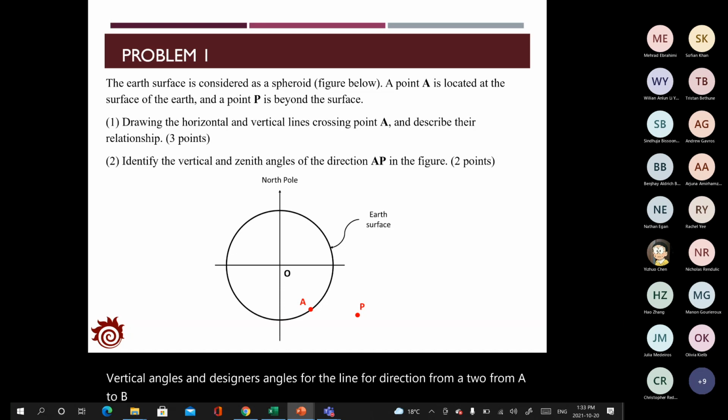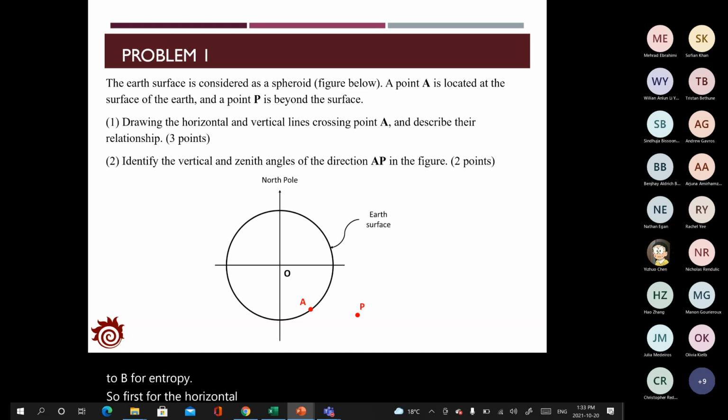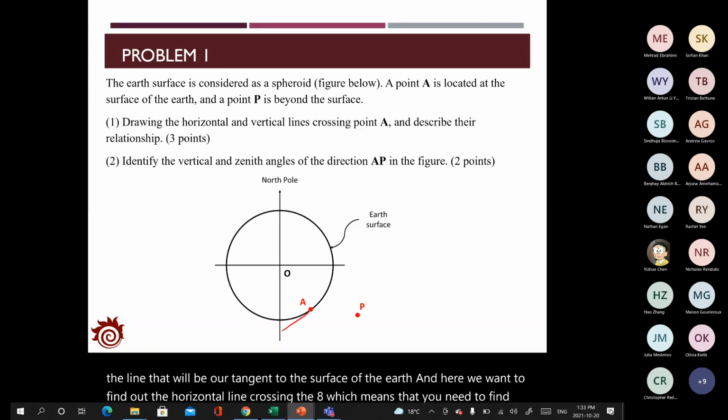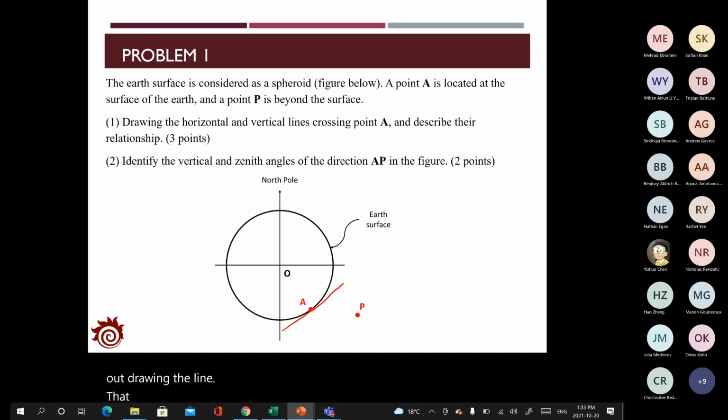So first, for the horizontal line. Based on definition, the horizontal line would be a line that is tangent to the surface of the Earth. And here we want to find out the horizontal line crossing the point A, which means that you need to draw a line that is tangent to the surface of the Earth, and the tangent point is just the point A. So this is the horizontal line.